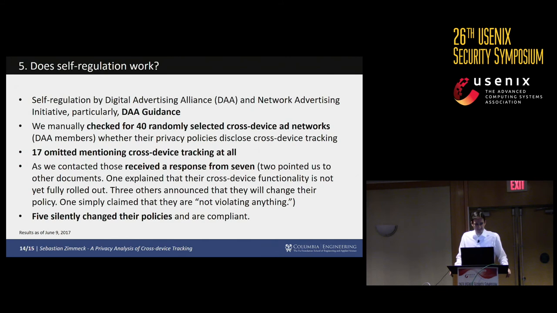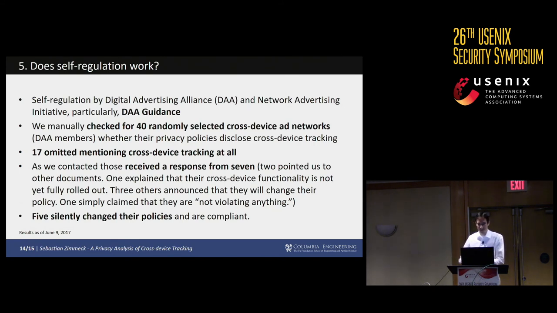Now, I want to address one more topic. Does self-regulation work? Self-regulation, as I mentioned, means that there is guidance for the companies who are part of the Digital Advertising Alliance to disclose that they're doing cross-device tracking, and that is actually now mandatory. And so we looked into the privacy policies of these companies, and we found out of 40 randomly selected companies that 17 omitted mentioning cross-device tracking in their privacy policy, and we contacted them, and you can see the results here.